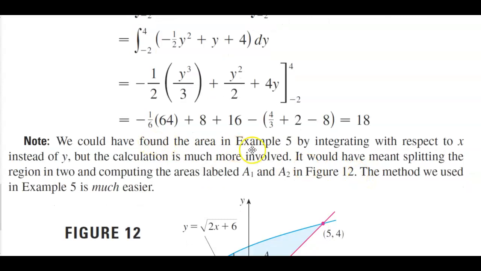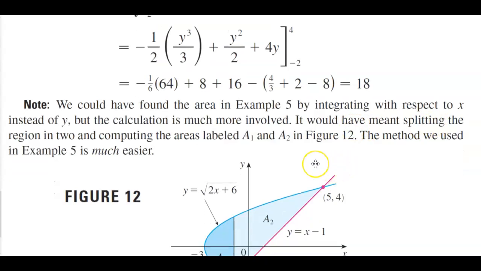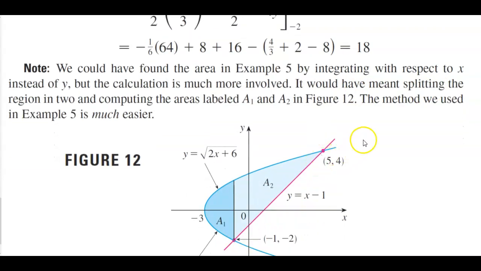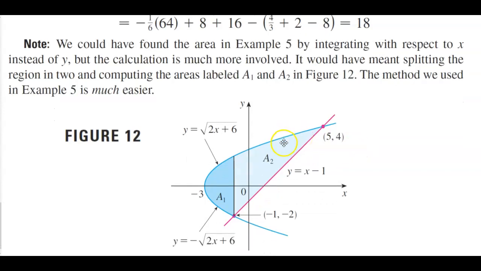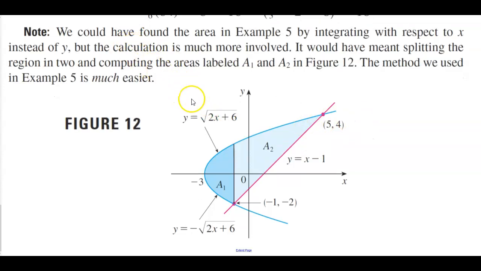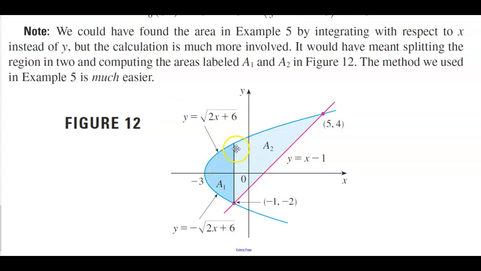Now, we could have found the area in example 5 by integrating with respect to x instead of y, but that calculation is much more involved. It would mean that you would have to split the region in two and then compute the areas labeled A1 and A2 in this figure. The method that we used at the beginning was much easier. So in this case, you're going to have one area that you need to find and another area.